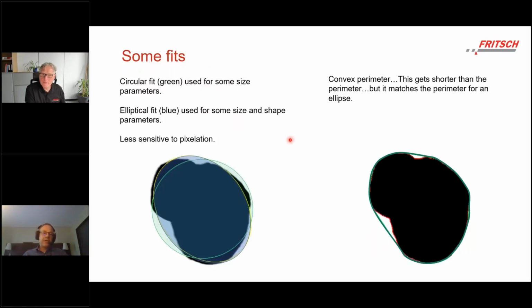Okay, now you have different fits to the particle shape. You will see some analyses where you'll have a circular fit, which you'll use for some size parameters, or an elliptical fit, which you could use for both size and shape parameters. Notice the ellipse has an aspect ratio. These are somewhat less sensitive to pixelation, which is fun for the smaller particle sizes. And you can look at something like convex perimeter that really follows the perimeter, and you would want to make sure you have quite a large number of pixels in your particle to follow those details.